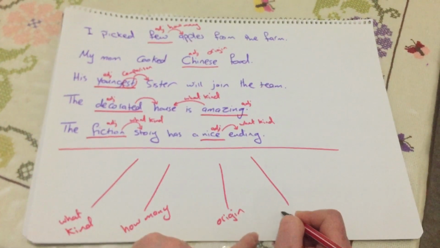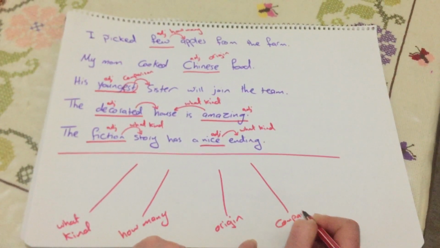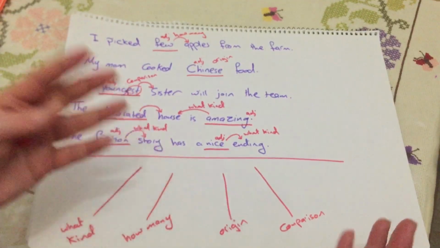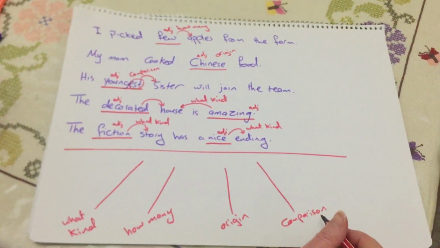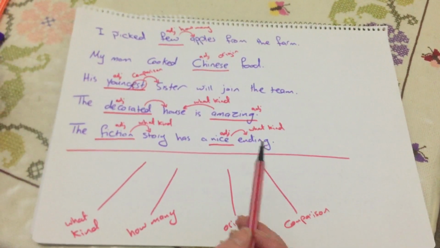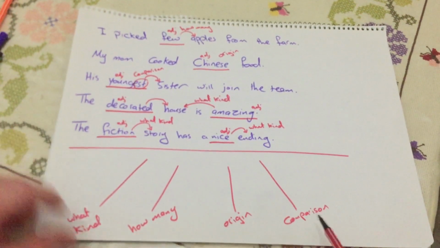Or the last one, which is comparison. When we use the adjective to compare between two nouns or more, we say it's a comparison adjective, especially when it ends with est or er when we are comparing.